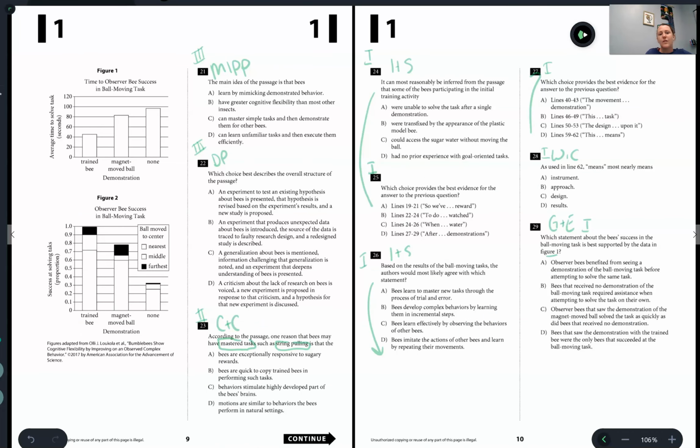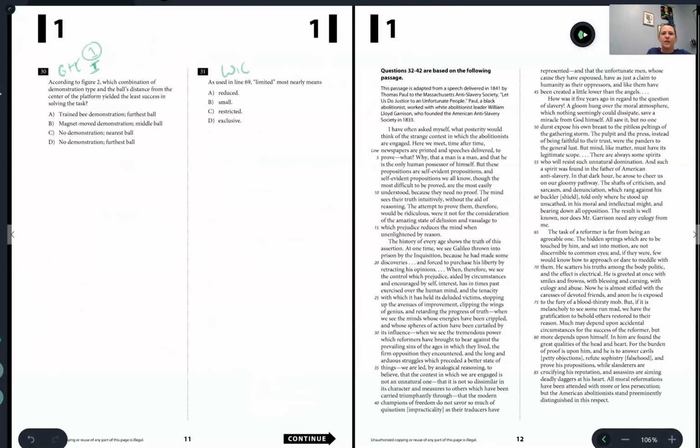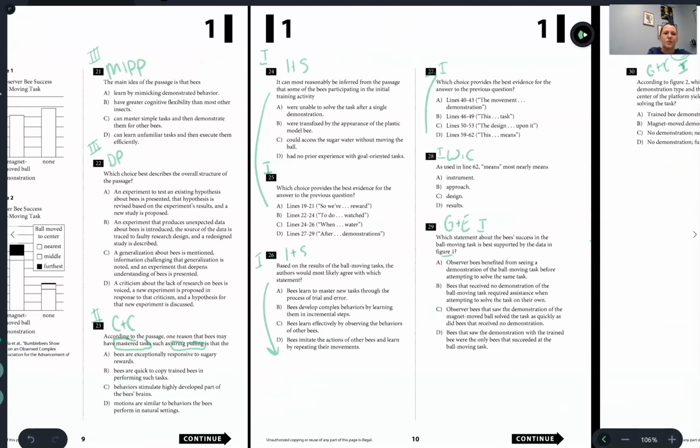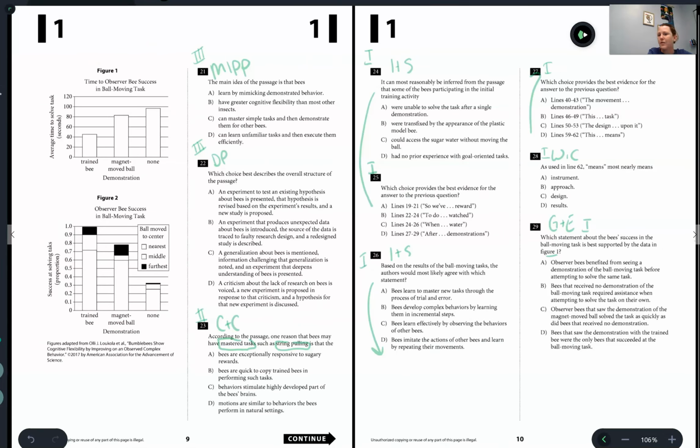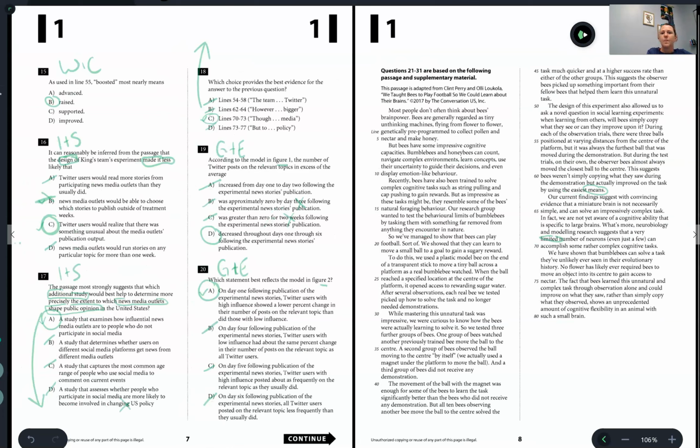So we know that if we're doing it the traditional way, we need to look for the overall structure of the passage. We need to look for why bees can master tasks like string pulling. We need to stop at the word "means" in line 62, and then also at the word "limited" in line 69. Luckily, they're pretty close together. Other than that, we have COE pairs and graphs.